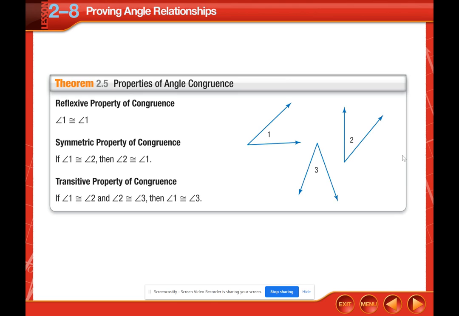Okay, so angle 1 congruent to angle 1 is reflexive. Angle 1 congruent to angle 2, and then angle 2 congruent to angle 1 is symmetric. That's that mirror image. Transitive, angle 1 congruent to angle 2, and angle 2 congruent to angle 3. So angle 1 is congruent to angle 3. We transition from beginning to end.